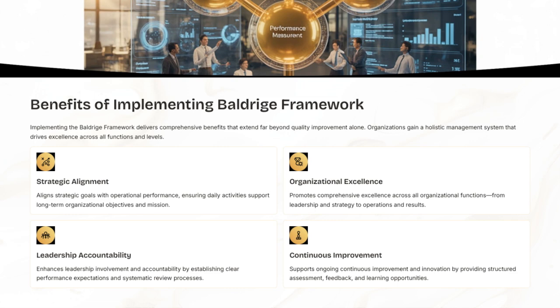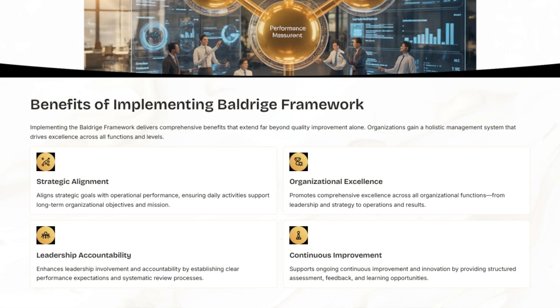Continuous improvement enhances leadership involvement and accountability by establishing clear performance expectations and systematic review processes. When leaders are actively engaged and held accountable, it ensures that everyone stays focused on their goals and that progress is consistently monitored and managed. Leadership accountability is crucial because it promotes a culture where leaders take responsibility for results across all levels. This leads to more effective decision-making and a stronger drive toward achieving organizational excellence.